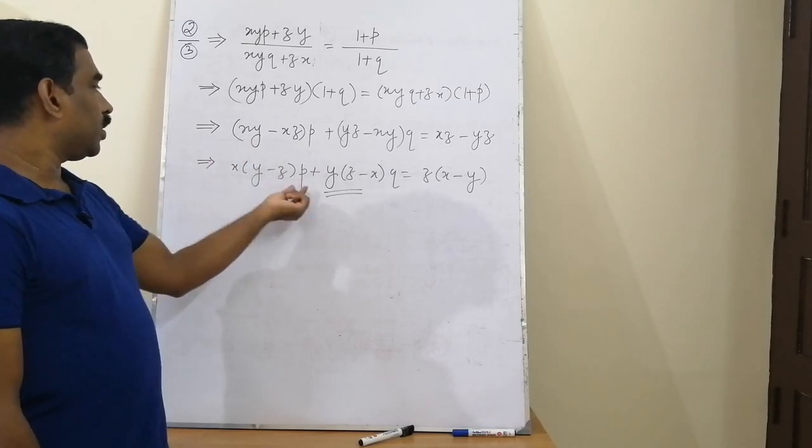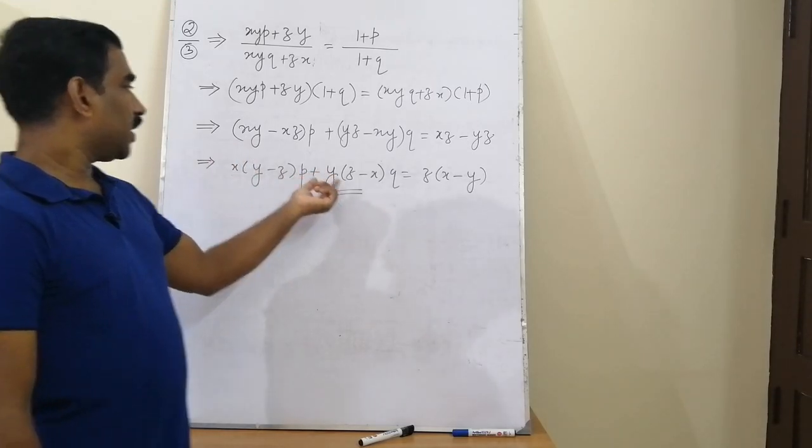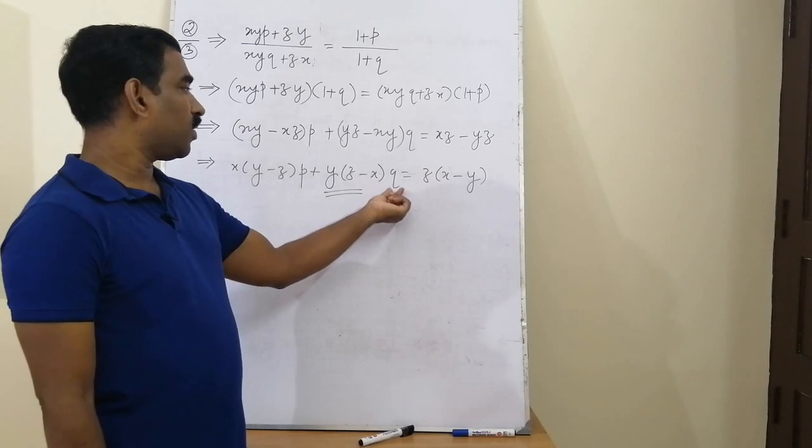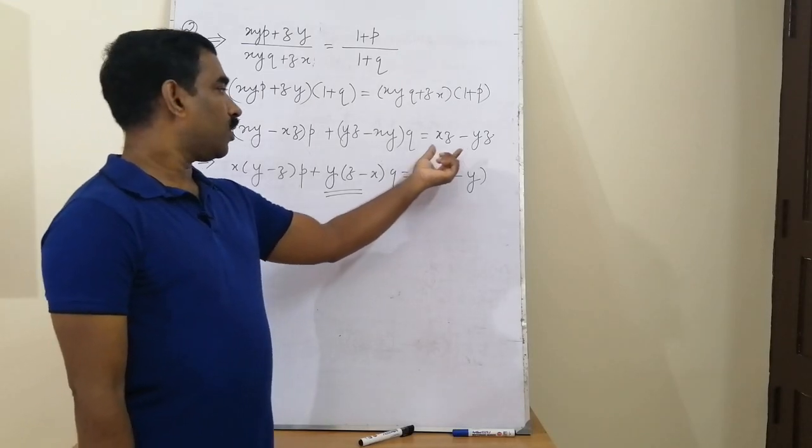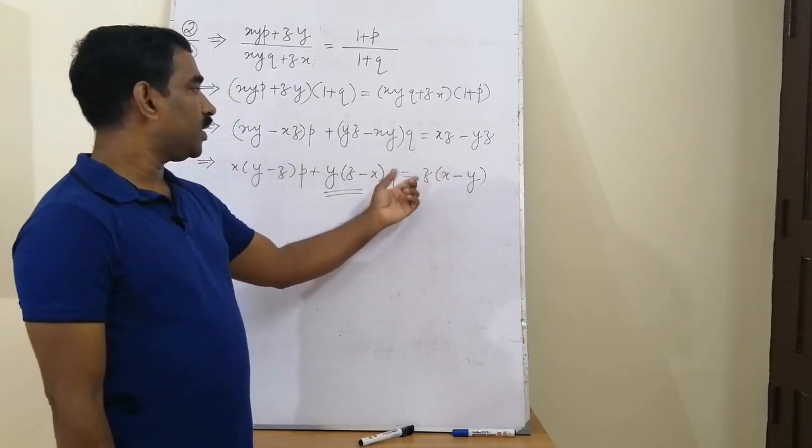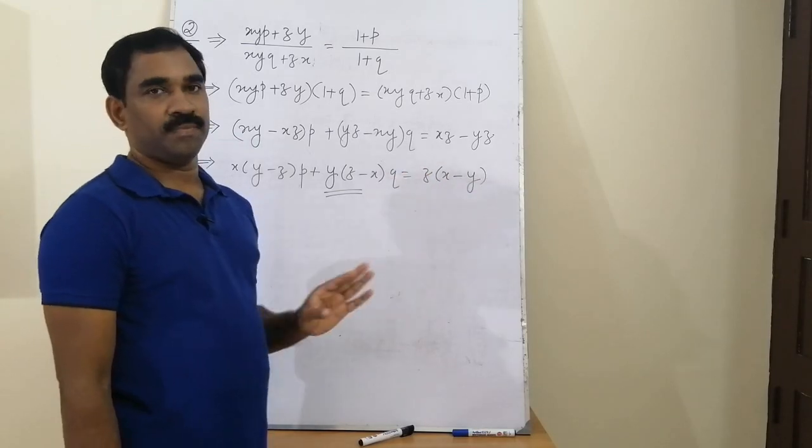A function of x, y, z into some derivative say p plus another function of x, y, z into another first order partial derivative q is equal to a right hand side which is purely a function of x, y, z only.